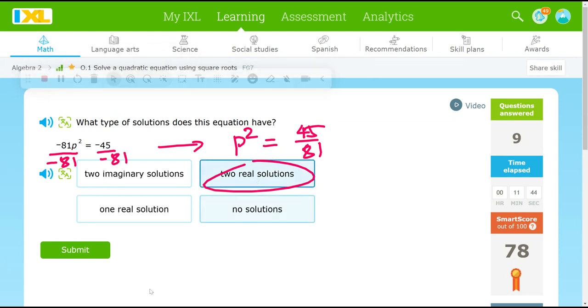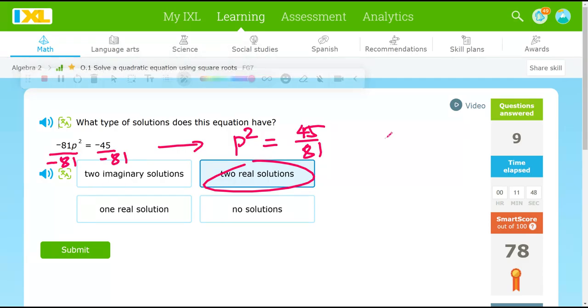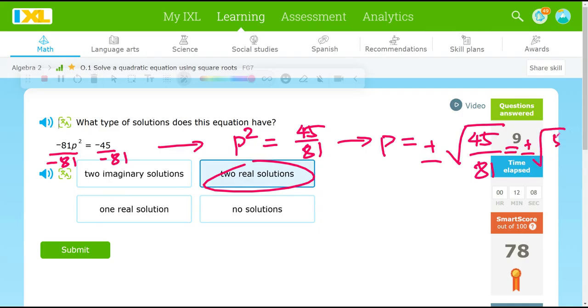2 real solutions. But since we already added, let's solve it just for fun over here. So if you want to find the p, you take the square root of 45 over 81. Okay? Do not forget plus and minus. Take a look over here, 45, 81. I think you can simplify by 9. So that should be plus minus 5, square root of 5 over 9.